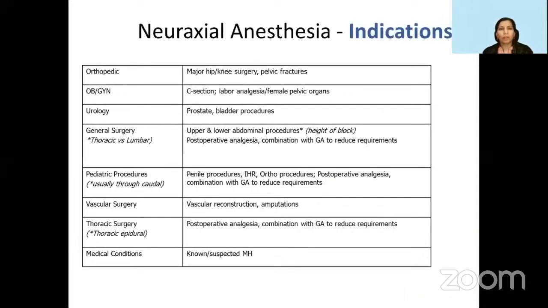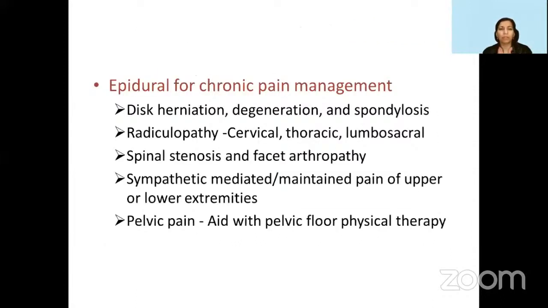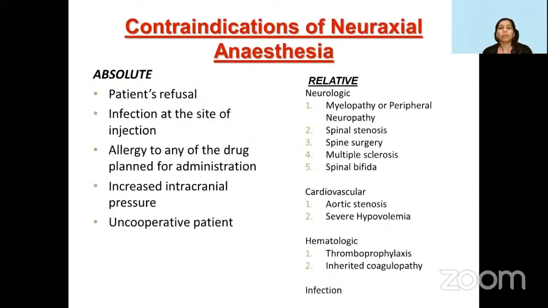As for the indications of neuraxial anesthesia, almost all the surgeries of the lower abdomen and the lower limb can be done under neuraxial blocks, which include orthopedic surgeries, major hip and knee surgeries, cesarean sections, and prostate surgeries. And also for post-operative analgesia, thoracic epidurals and lumbar epidurals can be placed. Epidurals are also very useful in chronic pain management.